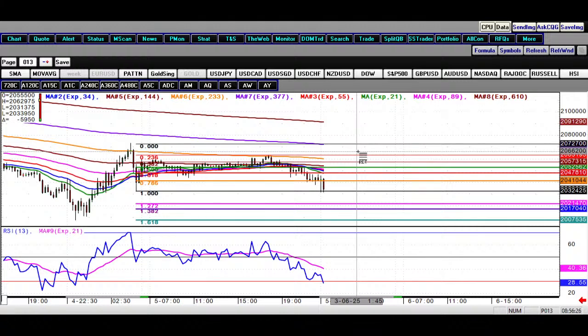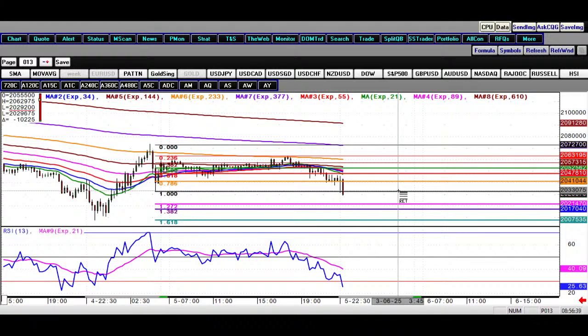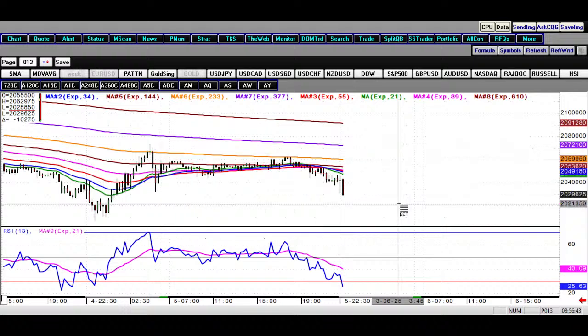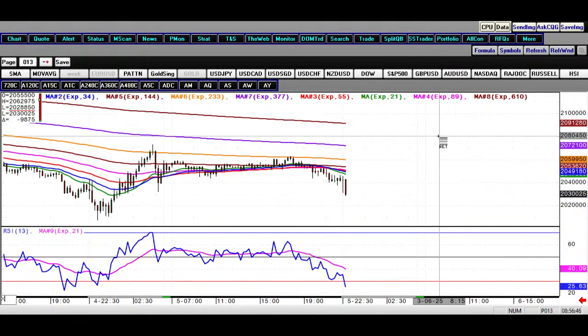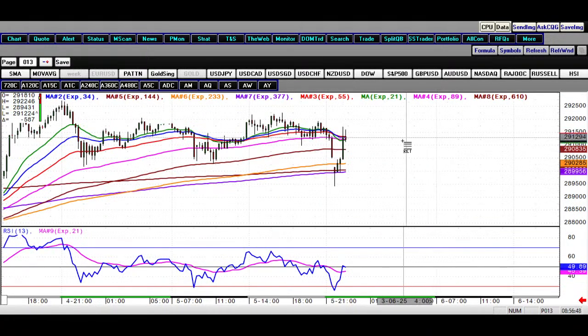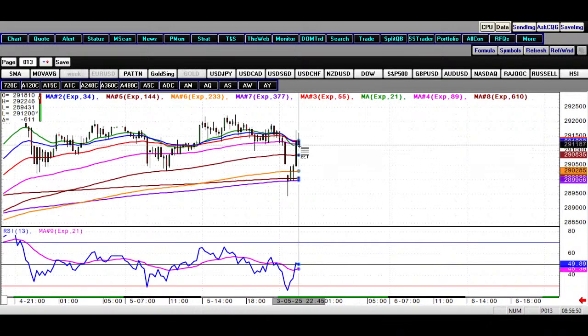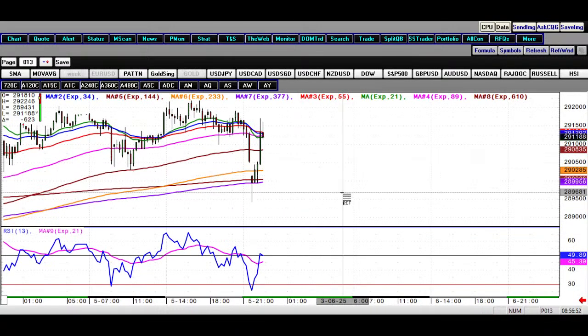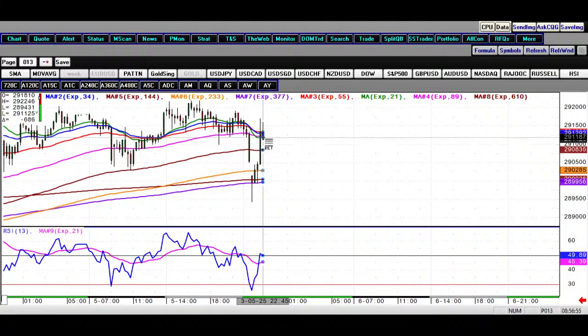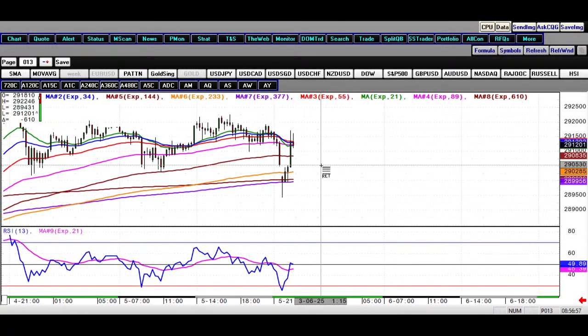Okay, the gold looks like it is coming off a bit. Okay, Nasdaq is already breaking the low. Now it's 12. Okay, we have another 4 more minutes for this weakness to come in.